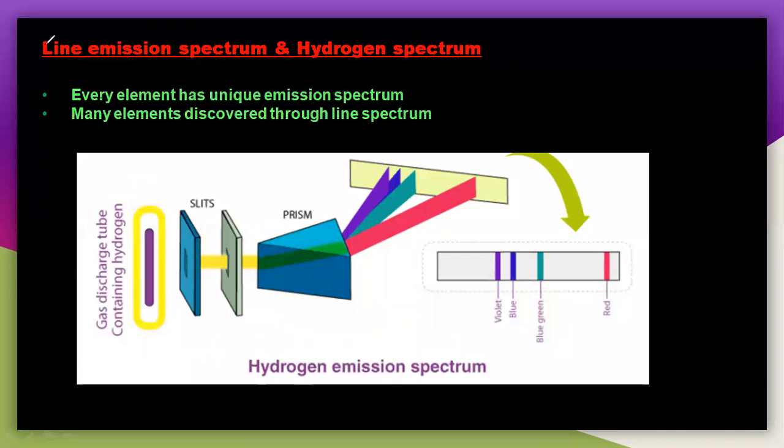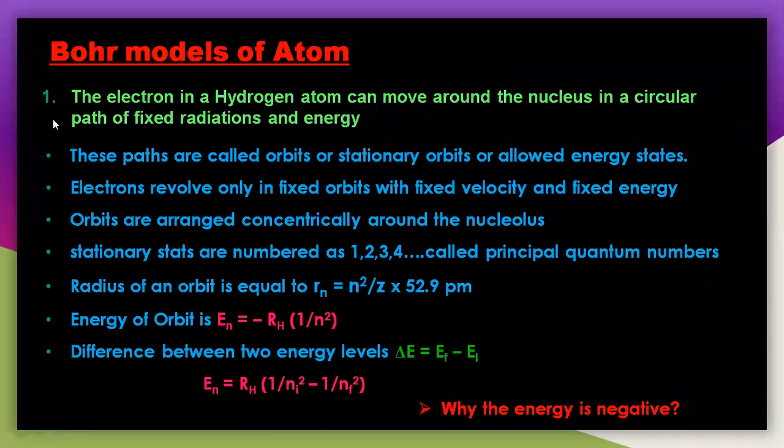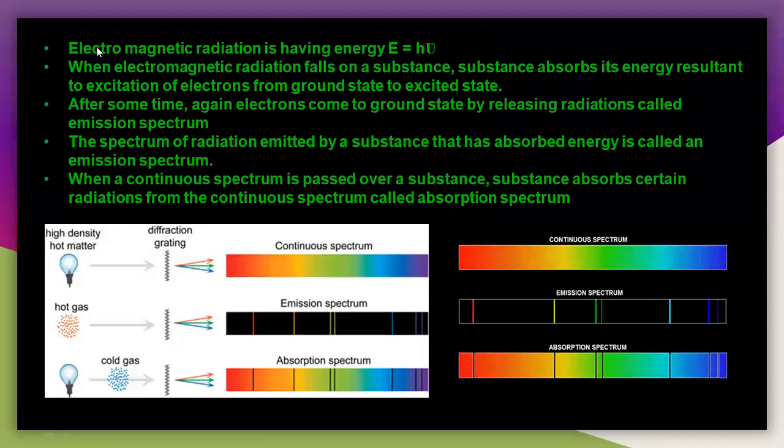So see here, once again see here. So why does this particular emission spectrum have different lines in a black background? So why do lines come in a black background, and in the absorption spectrum why does black come in the colored lines?